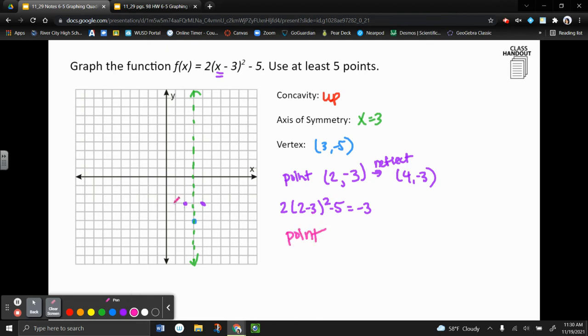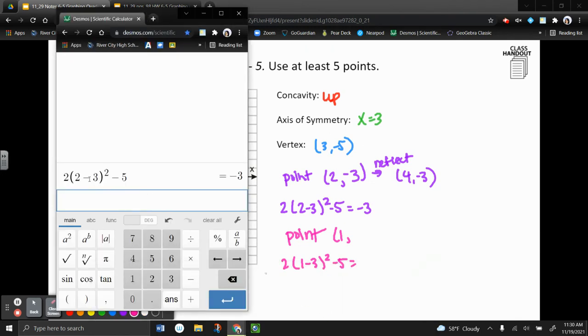So let's just go one more to the left. So let's plug in x equals 1. So 1 minus 3 squared minus 5. That's going to give us our y value. We get a value of 3.